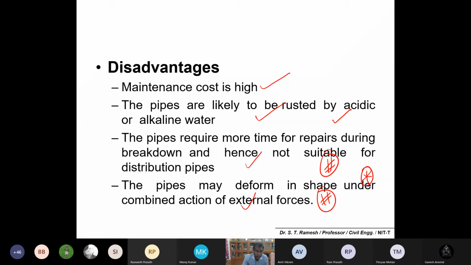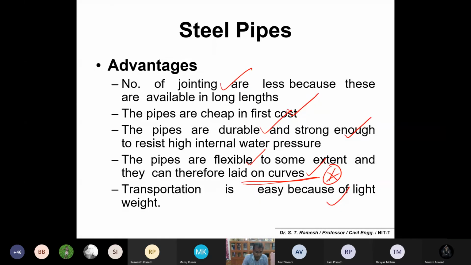CI, GI, and steel pipes. Is it okay? Yes, sir.